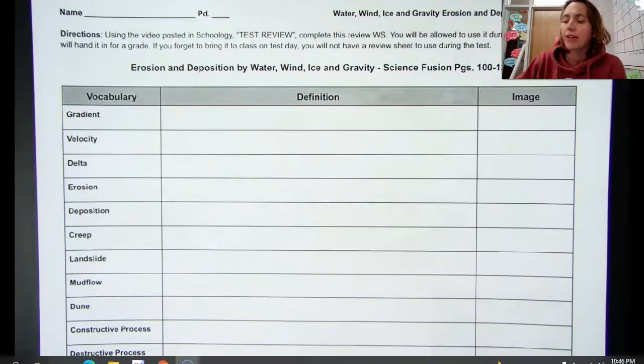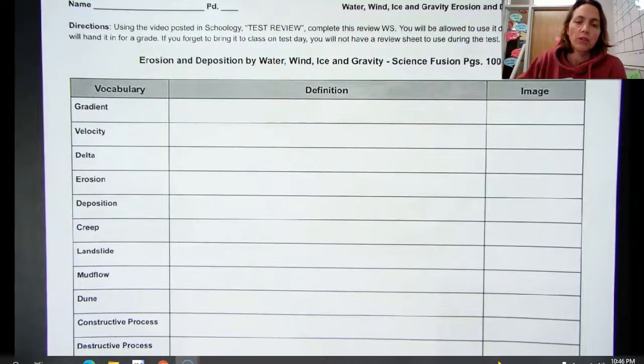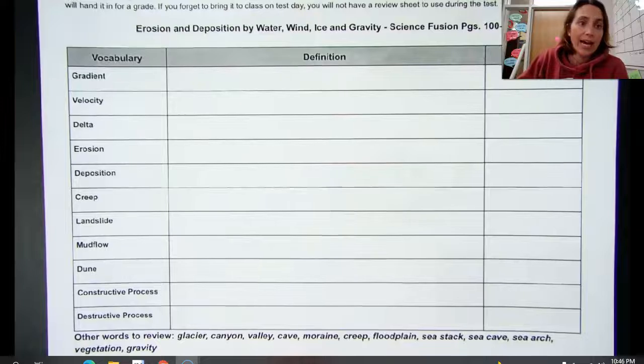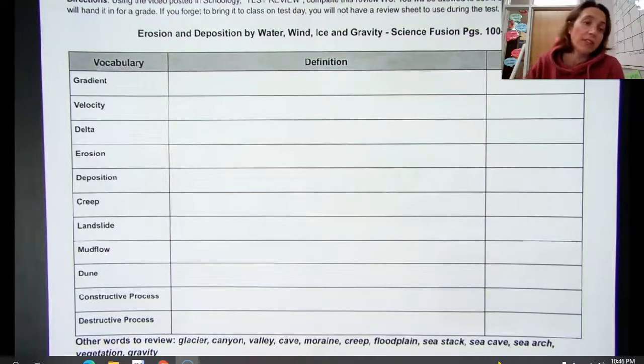So I was trying to figure out how to make the most succinct review sheet for you because there's a lot of stuff that we have covered, and this is what I came up with. You may or may not like it. We can talk about it when I come back. You can email me too.